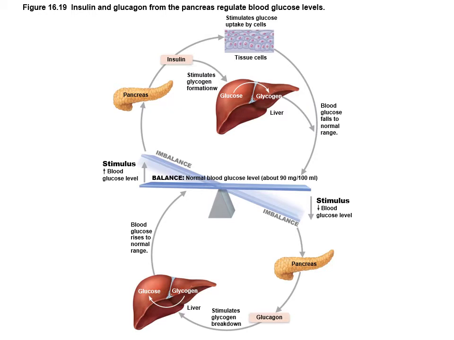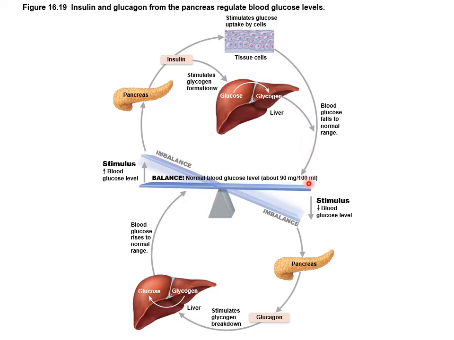We call them antagonistic hormones because here's what happens when your blood glucose levels increase after you eat a meal. That causes the pancreas, those beta cells, to produce insulin, and it stimulates glycogen formation. Glucose goes into glycogen in the liver. Tissue cells take up the glucose, and then glucose levels fall to normal range.